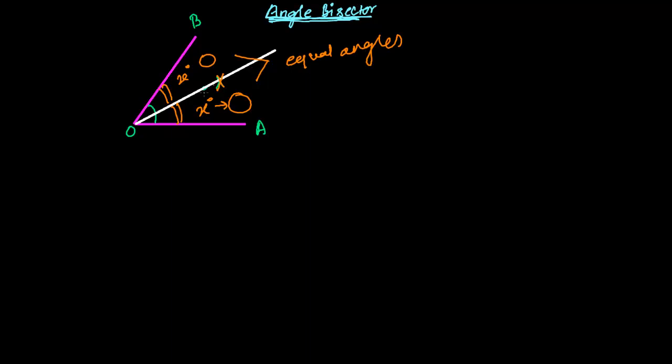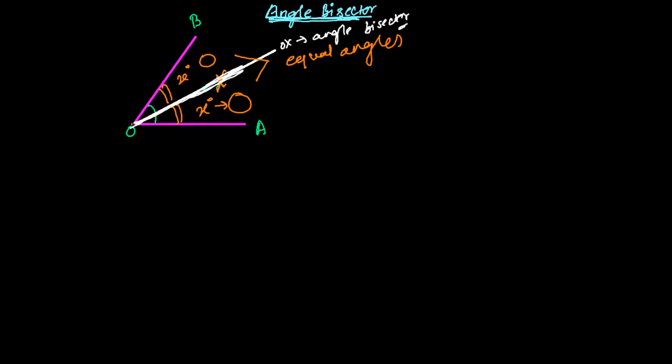Therefore this white line OX, that I drew recently, makes exactly two angles here. It makes the whole angle into two equal halves. Bisected: bi means two, sect means cutting. It cuts this angle into two parts. So that way this OX line is called the angle bisector.